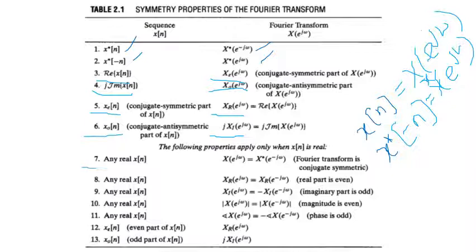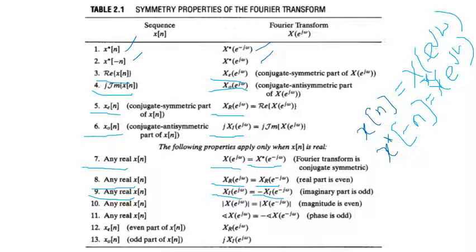And if x of n is real, these hold. The Fourier transform of x of n will be equal to its conjugate symmetric. If x of n is real, we know that in a real signal, the left and right sides are equal. For the odd part, one side is positive and the other is negative. For example, if you see a sinusoidal signal, one side is negative and the other side is positive.